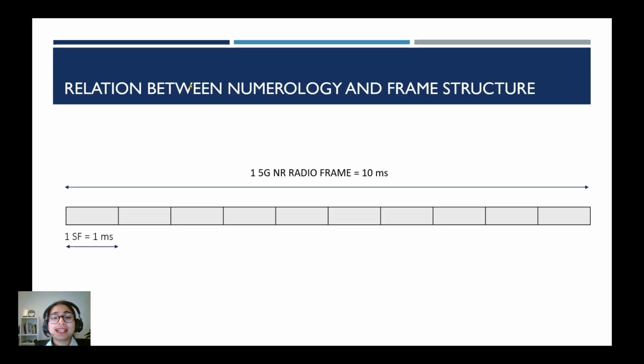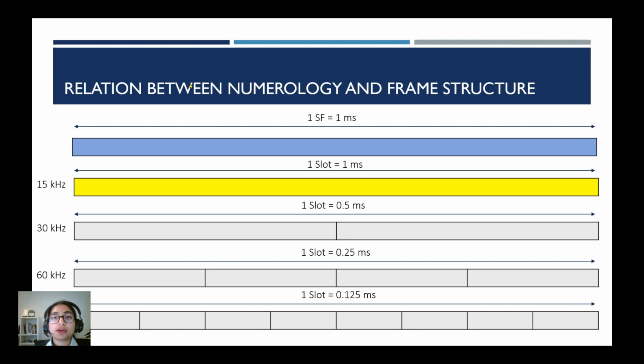What exactly is the relationship between numerology and frame structure? As you know, one 5G new radio frame has a duration of 10 milliseconds. The duration of a single subframe is 1 millisecond. Thus, one radio frame has 10 subframes in it. So based on the subcarrier spacing, the number of slots in a subframe varies.